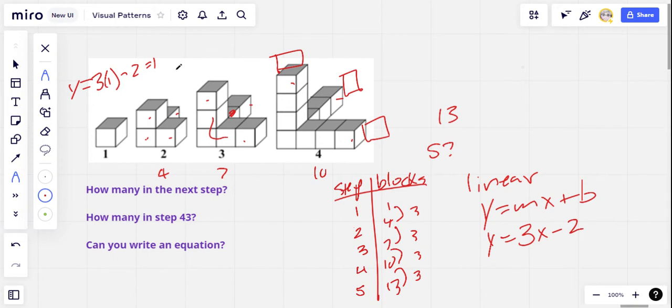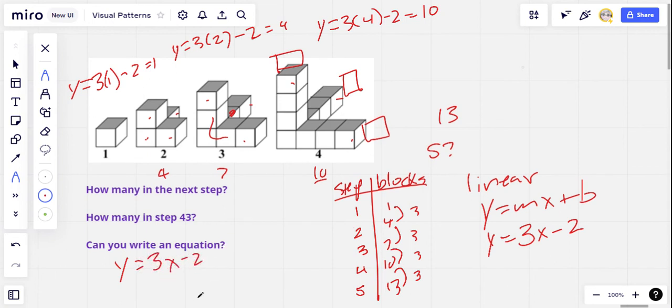Let's double check this. Let's try it for step 2. So y would equal 3 times step 2 minus 2. That's 3 times 2 is 6, minus 2 is 4. That's working out. Let's see if it works with step 4. So y equals 3 times step 4 minus 2. And 3 times 4 is 12, minus 2 is 10. Yep, that's how many we have in step 4. So I think we can be pretty sure about our equation, y equals 3x minus 2. And we did figure out how many in step 5, that's 13.